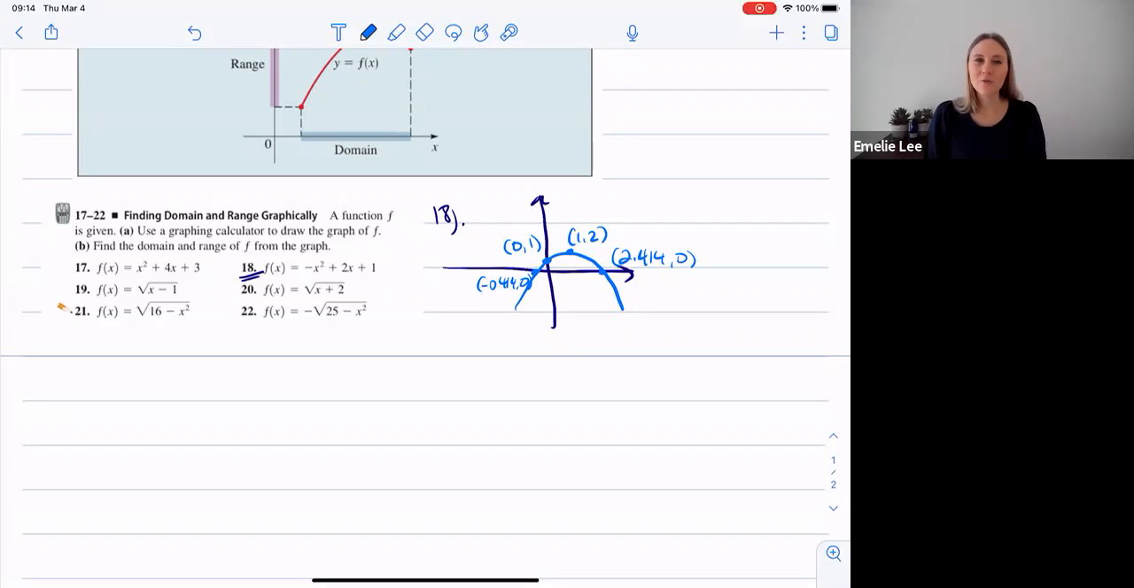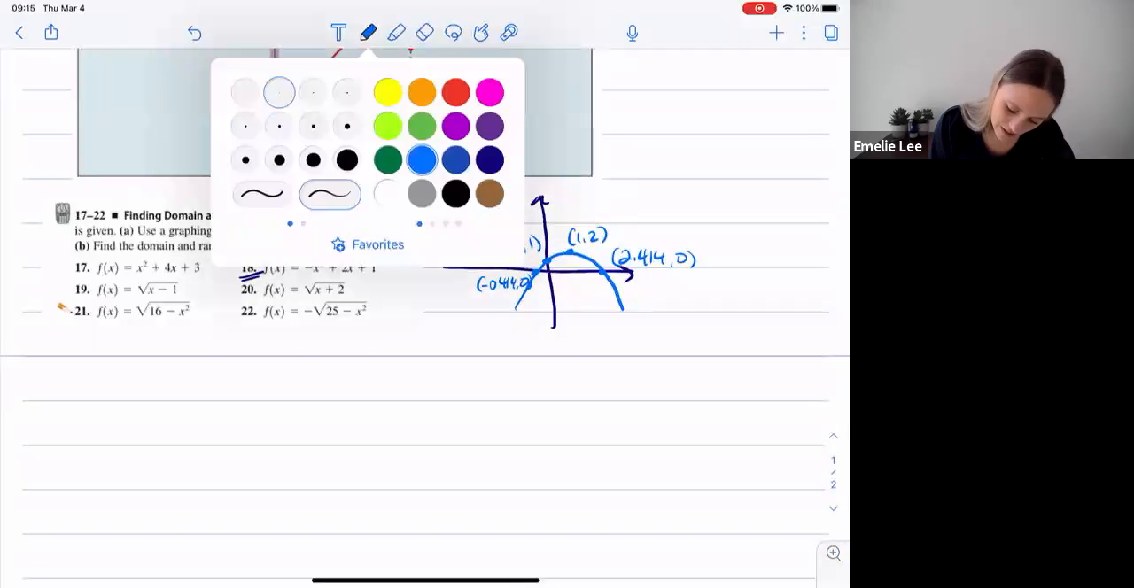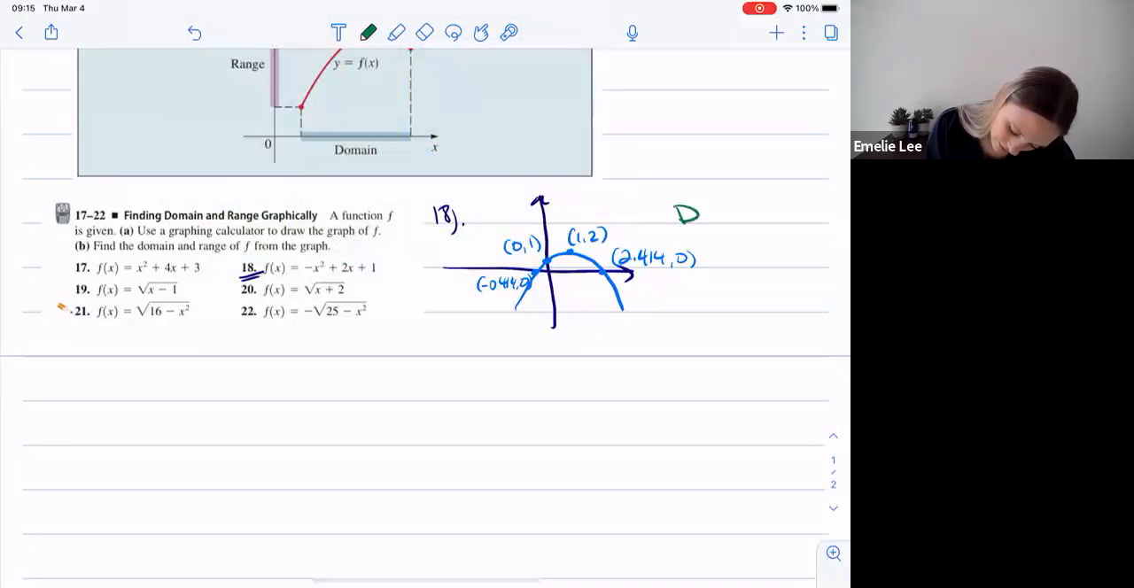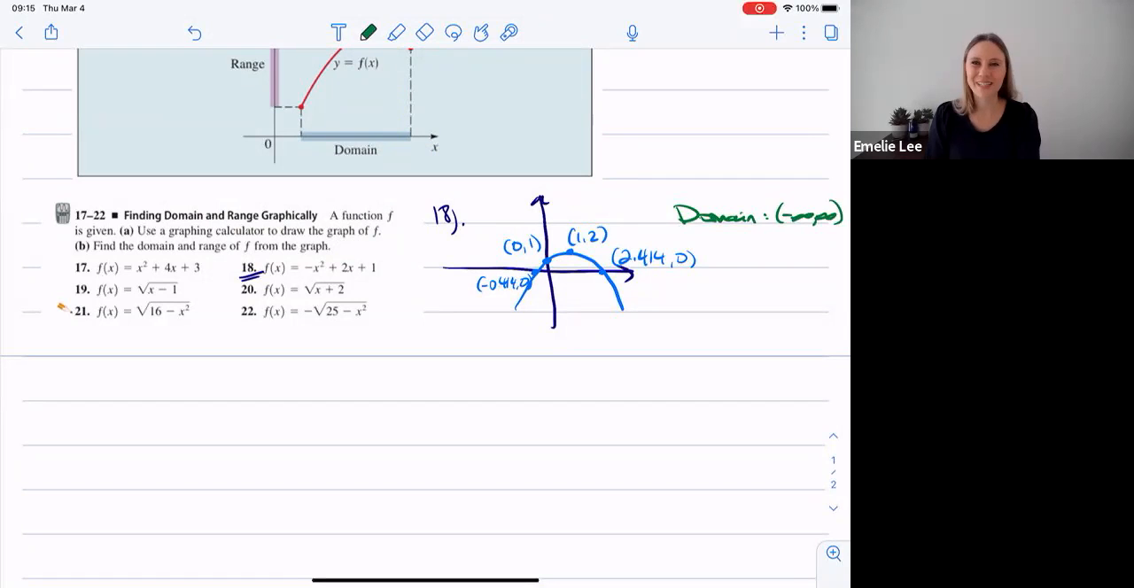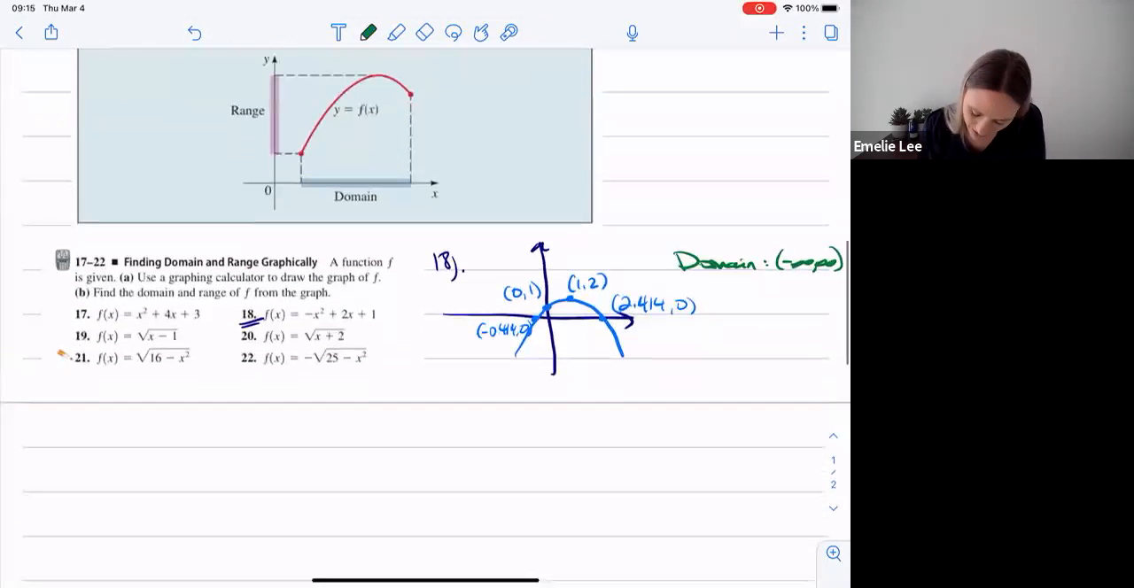Okay. For the domain, what's important, and what we talked about last day, is a parabola. Even though it looks like it's kind of limited, if you wait long enough, it will go to positive and negative infinity. So the domain for this thing, for any parabola, is going to be the set of real numbers from negative infinity to positive infinity. So the domain here is from negative infinity to positive infinity. I'm trying to keep it on the same page, so it got a little cramped here.